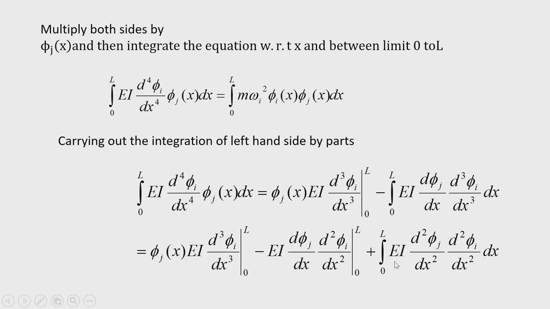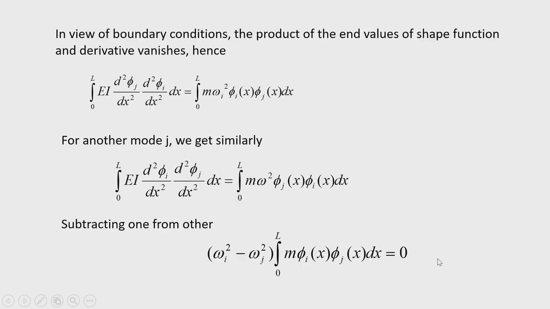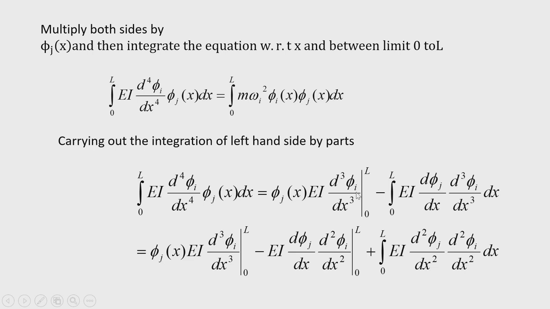Then I have written here, and then the integration remains. Minus sign was there, so minus minus plus, so plus is there. Integration 0 to l of EI d square phi j by dx square into d square phi i by dx square. So when I integrate this cubic function, it becomes a quadratic function, and the other function is already there. Here we differentiated this, so d square phi j by dx square is there. So again we need to carry out this integration. After integrating, in view of the boundary conditions, the product of the end values of the shape function and its derivative vanishes, because from the boundary condition the shear is 0 and the displacement is 0. So either this is 0 or this is 0. So this term can be taken as 0 as a boundary value, and this is also taken 0.